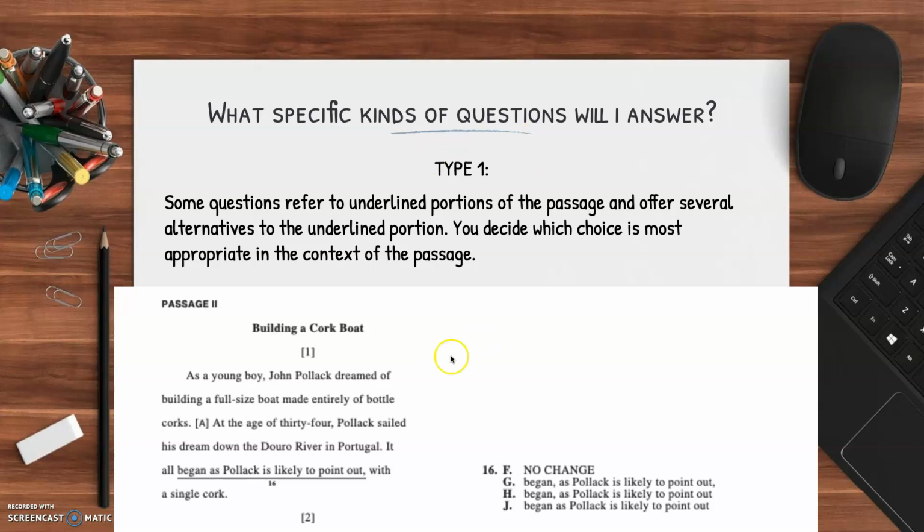Okay. So the first type here is simply going to refer to an underlined portion of the passage, and it will offer several alternatives to that underlined portion. Your job is to decide which of these choices is the most appropriate in the context of the passage. So you'll notice over here that we have a phrase that has been underlined. It has the number 16 below it, and then there is a question 16 that corresponds to that underlined portion on the left-hand side of the page.